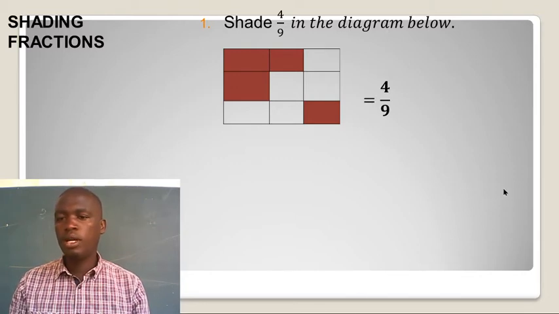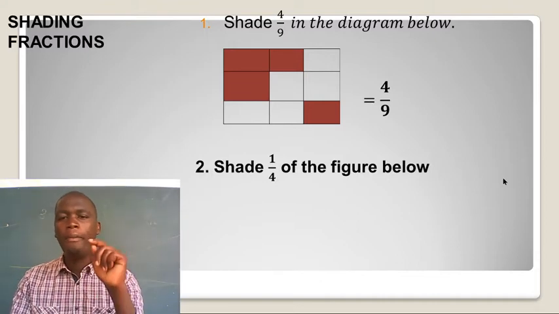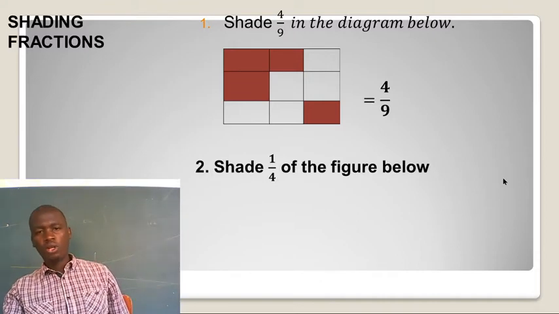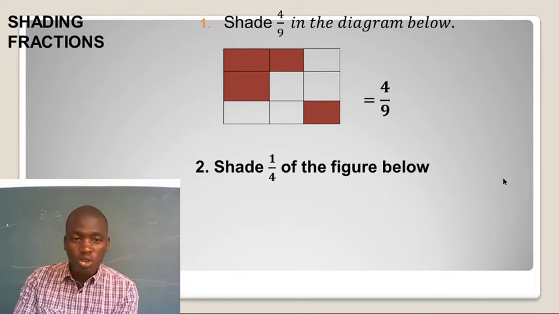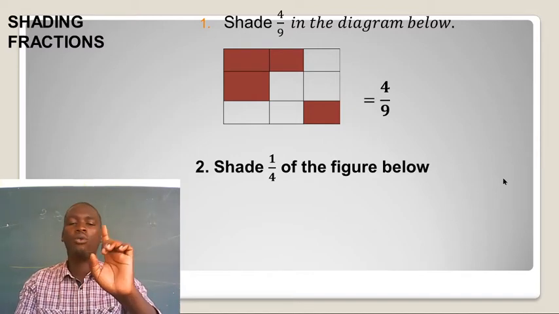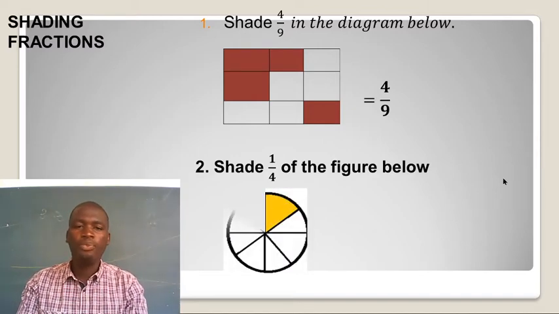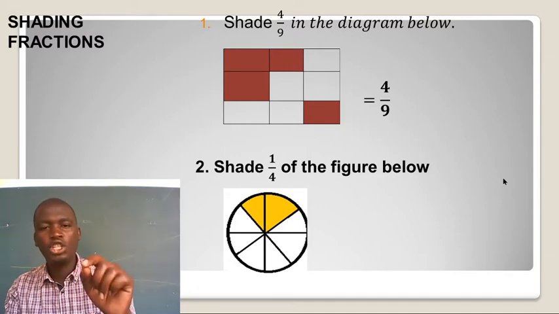Our next number is coming. Shade a quarter of the figure below. Shade a quarter. That is our number 2. Where is our quarter? My figure is going to come when it is already shaded, because we shall describe it when showing a quarter. So that is our figure. Without shading, that yellow part was not there. They were all white. So they are saying shade a quarter.